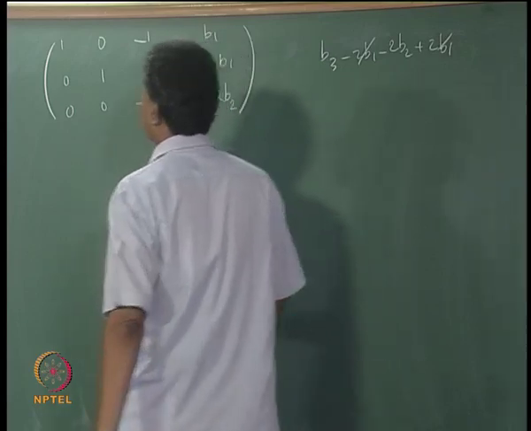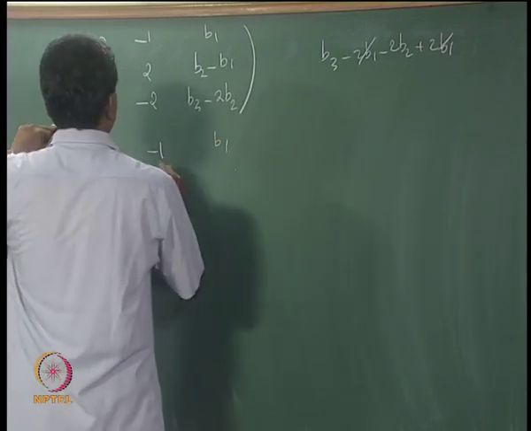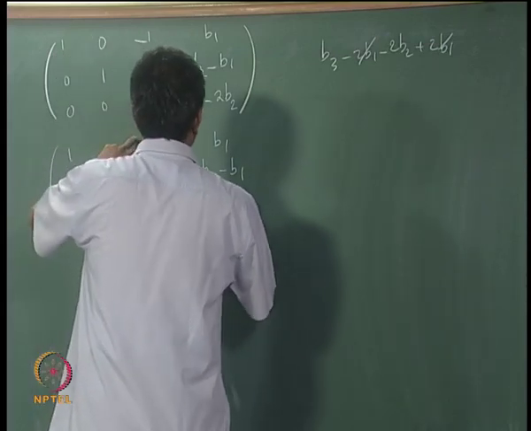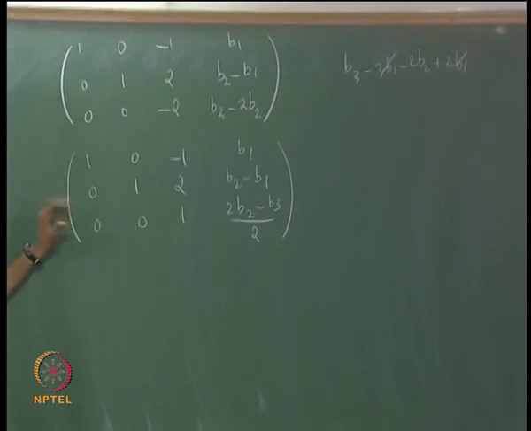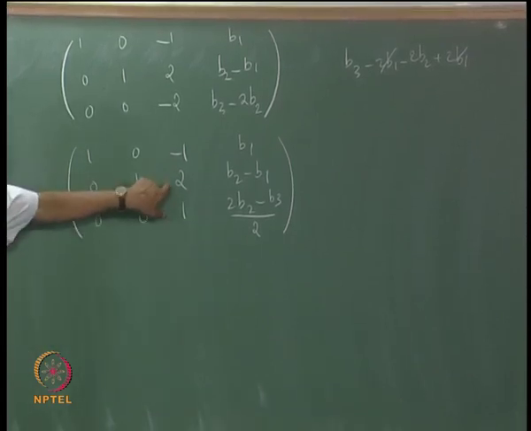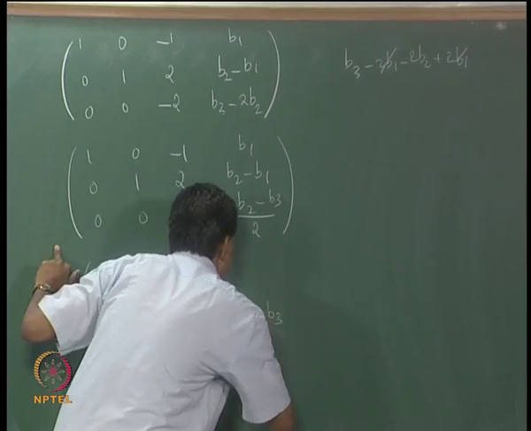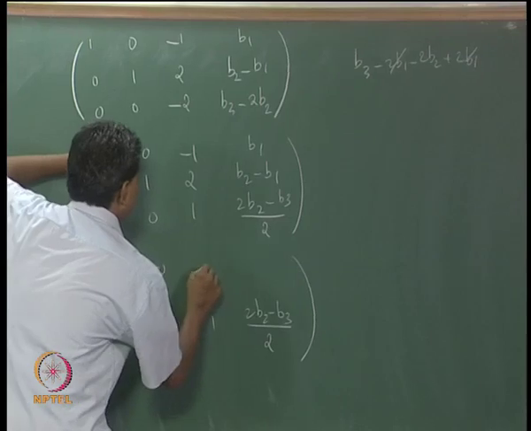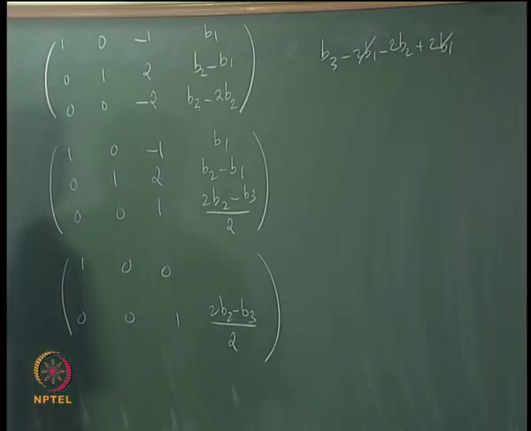Then I will divide throughout by minus 2, the next step. Then I make these two entries 0. So the last row is kept as it is. Just add these two. Add these two. 2 b2. Okay, let me write like this: 2 b1 plus 2 b2 minus b3.